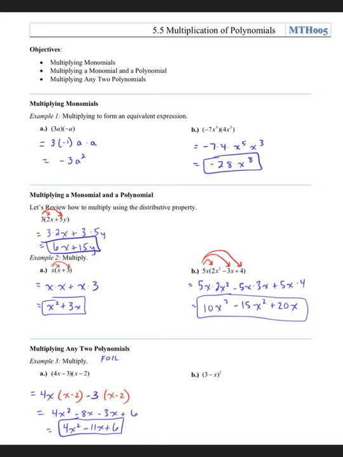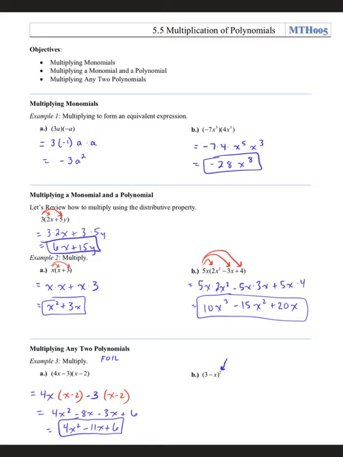Now looking at example B, the most common mistake is we try to distribute a 2 to both of those. That is not correct. You cannot do that. Be very, very careful. We want to think about what exponent means.